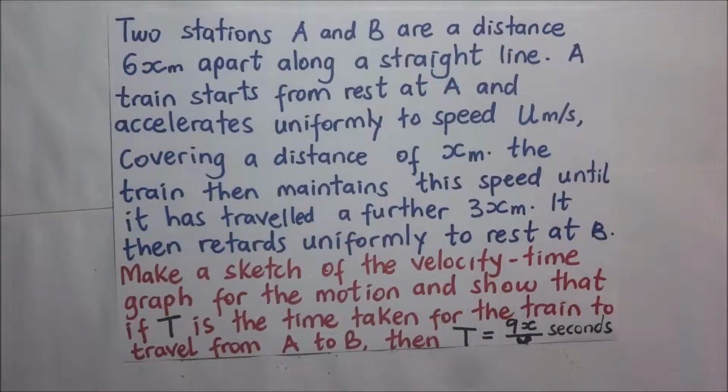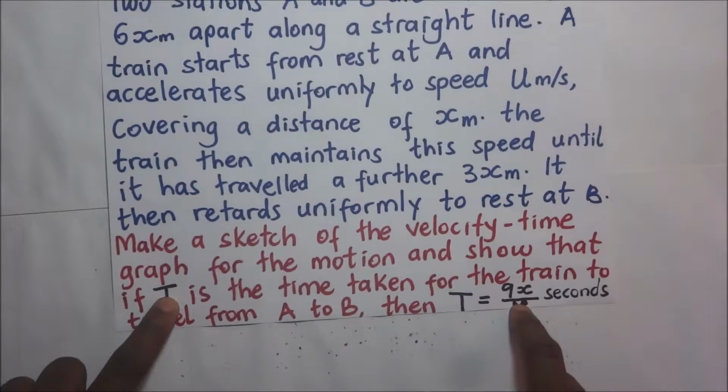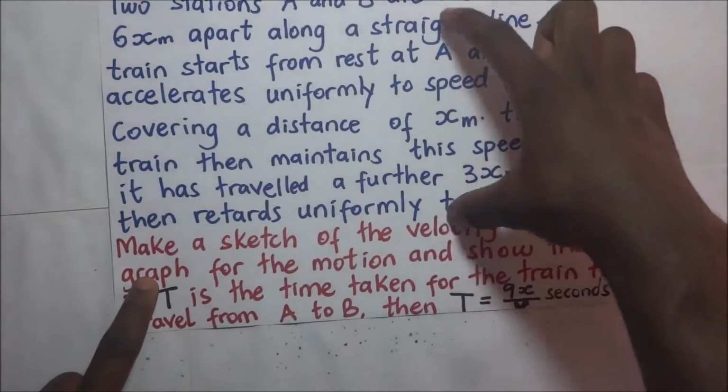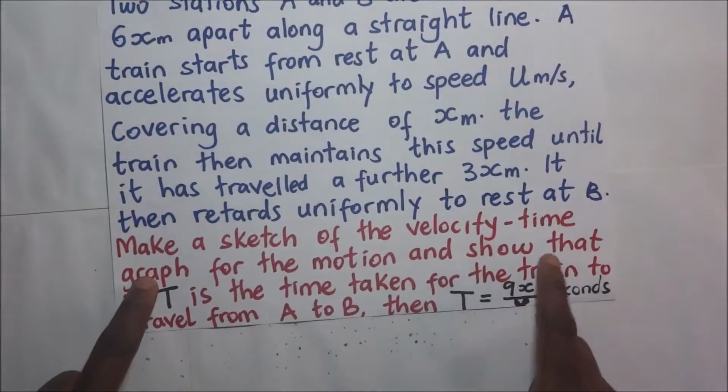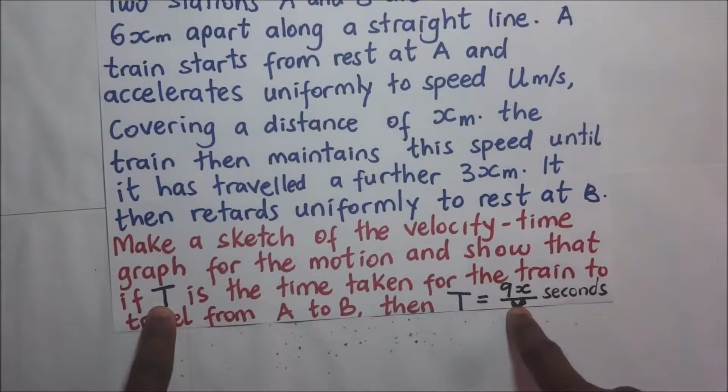In a nutshell, this question requires us to express the value of t as t is equal to 9x over u. So they're asking us to make a sketch of the velocity-time graph of this information for the motion and show that capital T is equal to 9x over u.